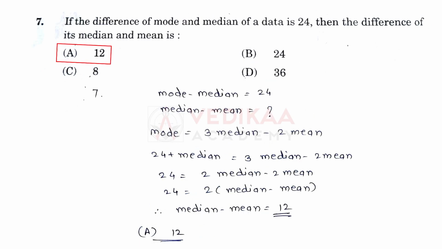If the difference between mode and median is 24, then it is required to calculate the difference between median and mean. We know that mode is equal to 3 median minus 2 mean. From the first equation you can substitute the value of mode as 24 plus median in this equation, and you will get median minus mean is equal to 24 upon 2, which is equal to 12. So the correct option is A, 12.